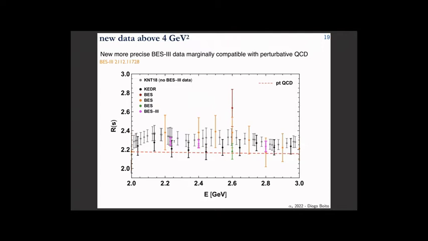So the situation here, with not so many data points and with 1 or 2 data points from BES3 with small errors, is inconclusive, remains inconclusive. So that's what I wanted to say. So there is this issue with inconclusive data above 4 GeV squared. Here the scale is in GeV, so be careful. I'm going to show the final results.